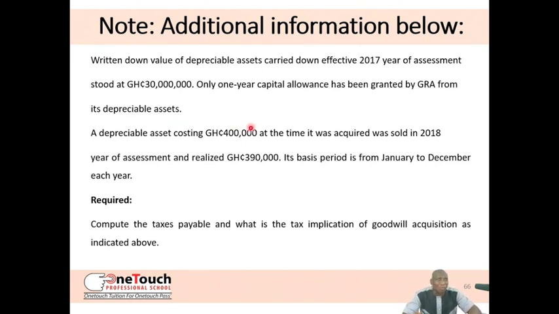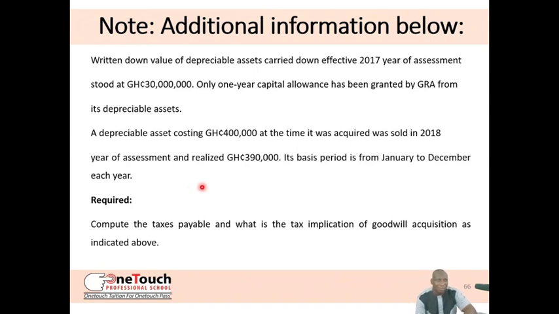A depreciable asset costing 400,000. So this one is also testing us on computation of what? Capital allowance. A depreciable asset costing 400,000 at the time it was acquired was sold in 2018. We learned that when it comes to mining and mineral operations, and there is a sale of a depreciable asset, what do you do? You subtract the proceeds from the written down value, and whatever remaining balance is left, you divide it by the remaining useful life. If this was a petroleum company, we would have added all these 400,000, the proceeds of 390,000, all to income and tax. But here, the proceeds will be subtracted to determine what value is left, and then we divide it by the remaining useful life to get a capital allowance for that year.